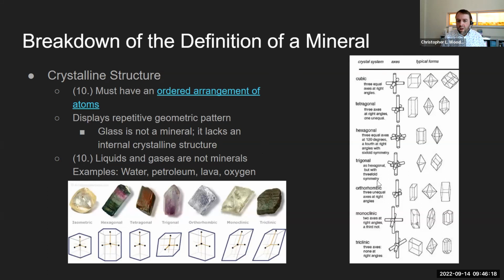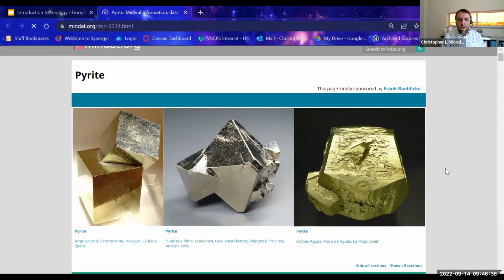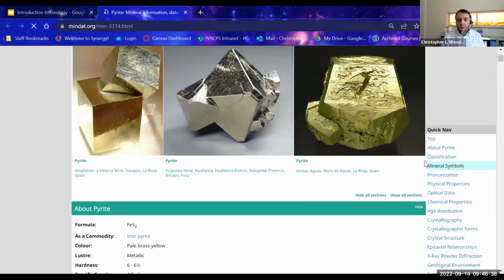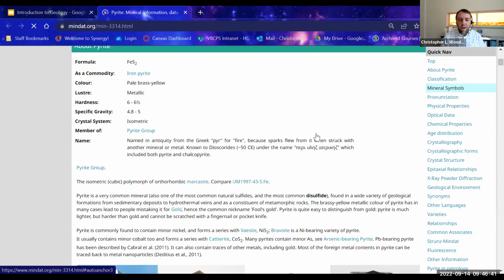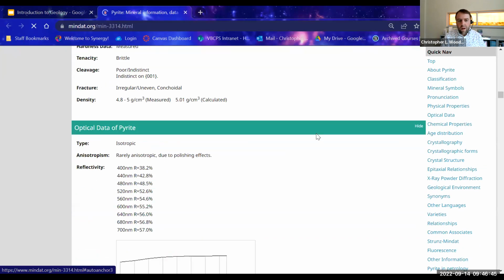Over here on the right, you'll see lots of different types of crystalline structure. Each mineral, we can classify them and organize them into different crystalline shapes. And down here at the bottom, you'll see some examples. I'll show you one. This is the mineral pyrite, also known as fool's gold. We have lots of samples of this in the class, but I'm going to show you that crystalline structure and what I mean.